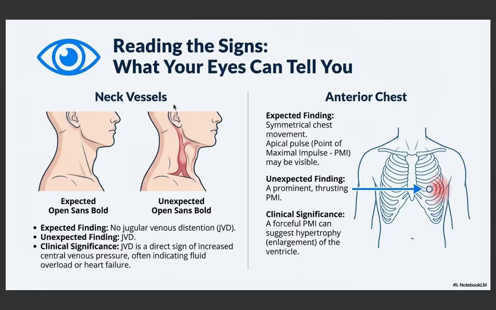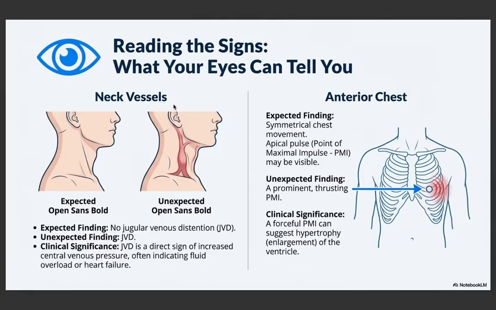All right, when we're looking at the anterior chest, so the front portion of the chest, they should have symmetrical chest movements. Also, if someone doesn't have symmetrical chest movements and their breathing seems a little bit off, it could also be a pneumothorax. Again, we're going to talk about that in respiratory, but that's another reason why we're not going to have symmetrical movements.